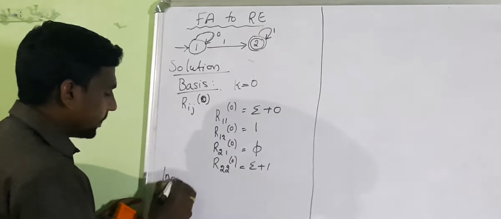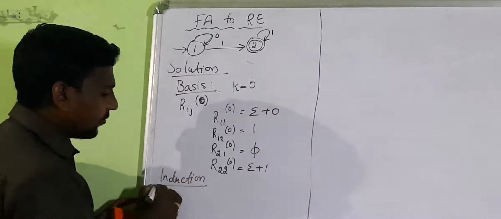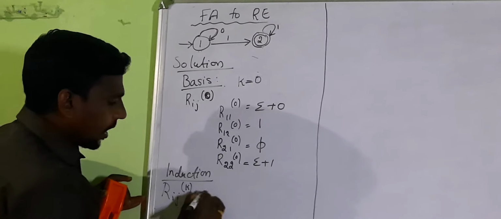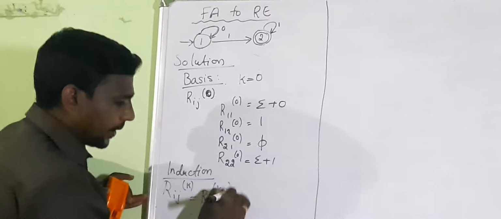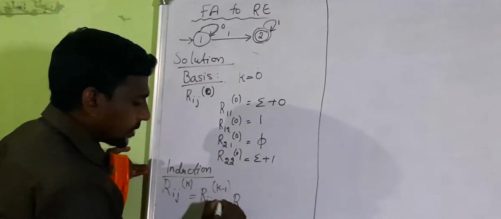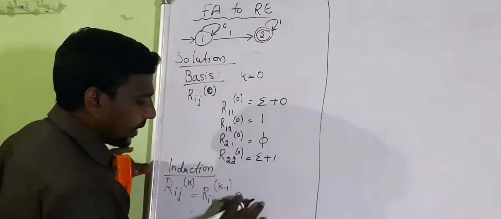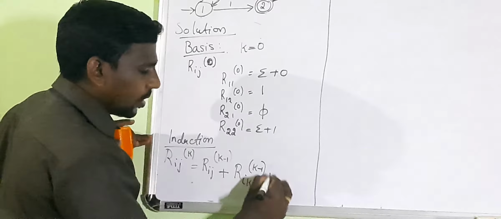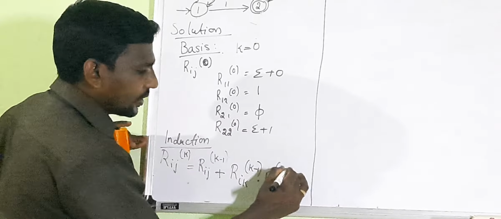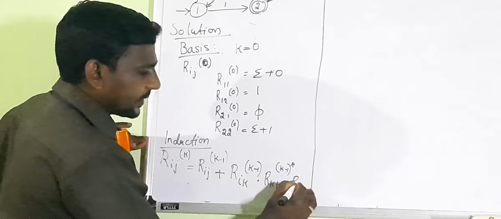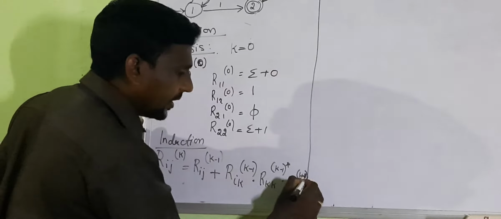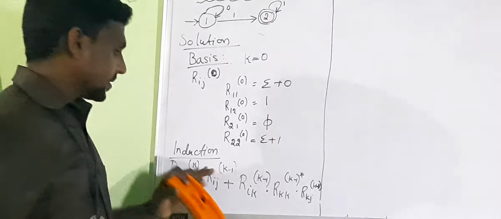Now the induction part. We know the formula, and we want to apply it. That is R_ij power k equals R_ij power k minus 1, plus R_ik power k minus 1 into R_kk power k minus 1, the whole star, into R_kj power k minus 1. You don't ask me how it comes. It is the formula, or rather the proof, which we already did in the previous classes. So this is the thing.